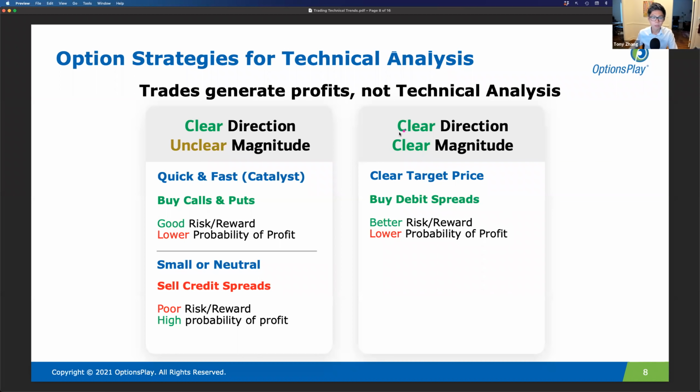And then on the flip side, you're going to have other forms of technical analysis where you have a clear sense for direction and a clear sense for magnitude. For those strategies, you want to look at buying debit spreads, because debit spreads are one of the most efficient ways to take a directional view in the markets. When I say efficient, I mean risking the smallest amount of capital to make the largest potential return. But it only typically works when you have a clear sense for a target price. If you don't have a clear sense for target price, debit spreads may not be the best strategy. So those are the 3 strategies we're going to discuss during today's session.